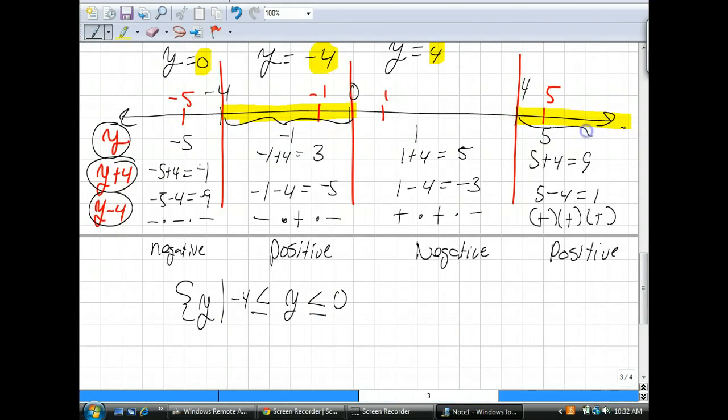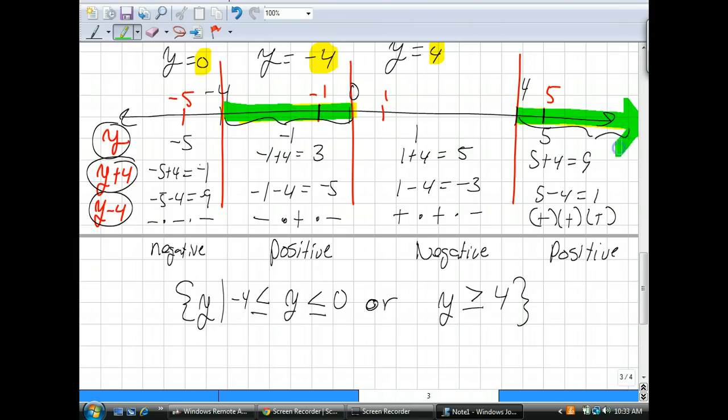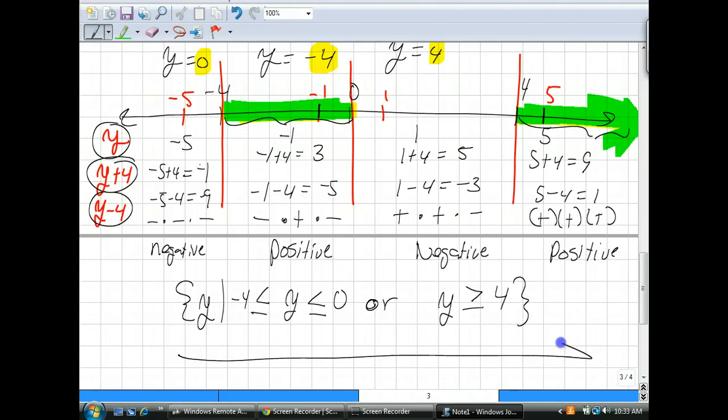And then this part of the graph, so we write or, y is greater than or equal to 4. So the solution is this interval and all the numbers to the right of 4. So as long as I pick something from this green area or this green area, the inequality will always be true. Okay? And so again, my number line really should look like this.